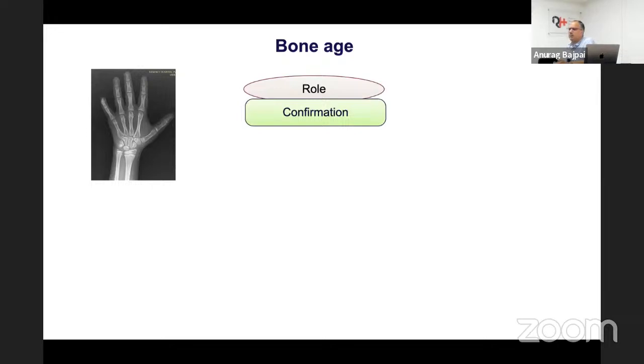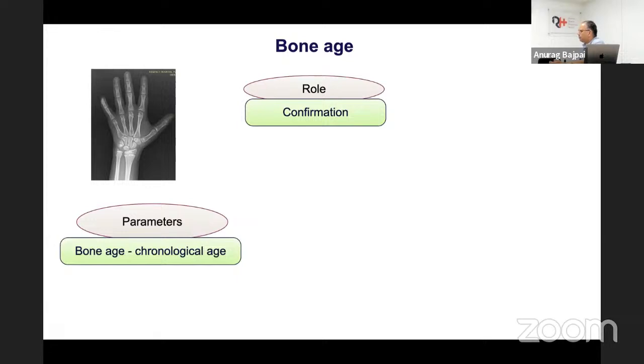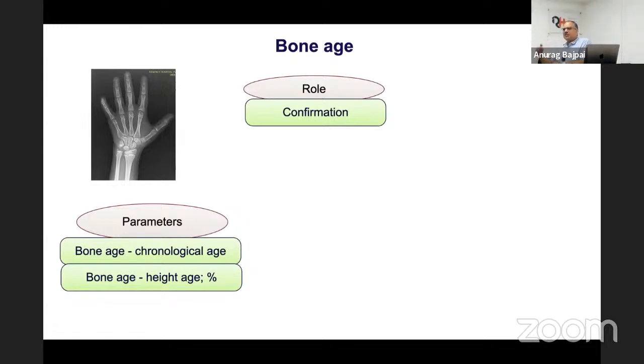Bone age is extremely important because it will give you a clue. It will confirm precocious puberty. If it's delayed, you're thinking of hypothyroidism as a possibility. It will also give you a clue about the height prognosis, because ultimately height is the most important parameter which we like to follow up. So you can look at parameters like the bone age to chronological age difference, and bone age and height age, as to how much the bone age is compared to the height age.